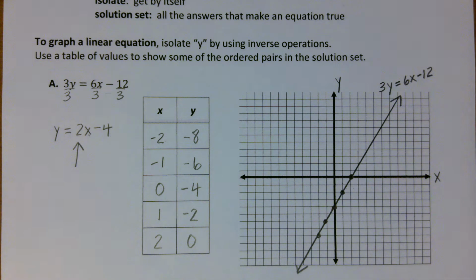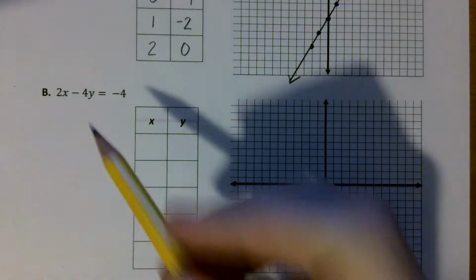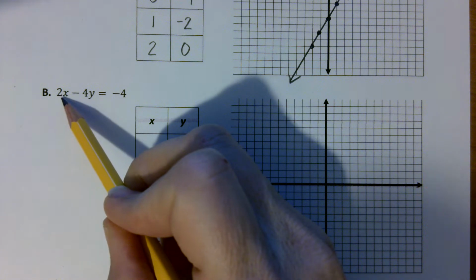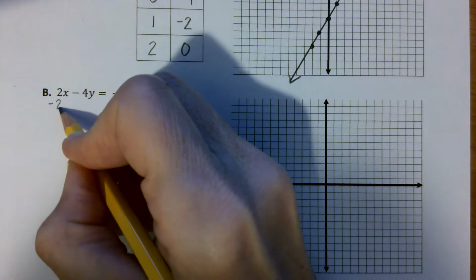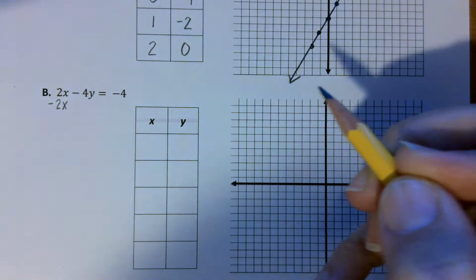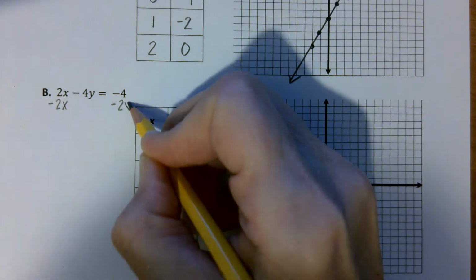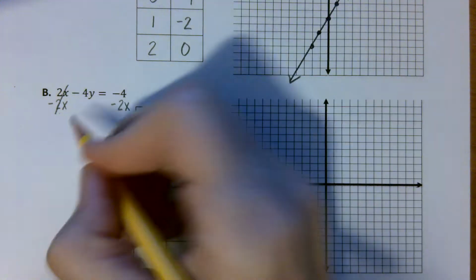All right, let's get ready for the next one. This equation also doesn't have y by itself, so we need to get it by itself. I look on the side that has y, and I get rid of what's furthest away from this. So instead of a positive 2x, I'm going to do the inverse operation, negative 2x. Whatever I do to one side of the equation, I'm going to do on the other side. 2x and negative 2x is a zero pair.